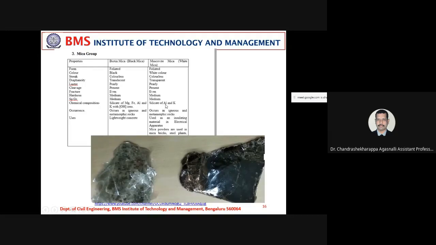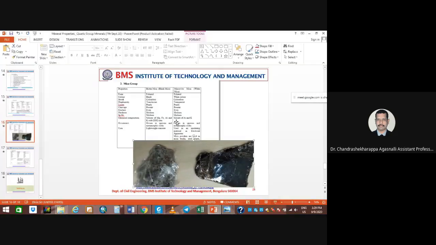It is a silicate of alumina and potassium. This is muscovite mica, the white one. Biotite mica is the black one. Occurrence: it occurs in igneous and metamorphic rocks, both the same. It is generally used in insulating electrical apparatus, in electrical industries.